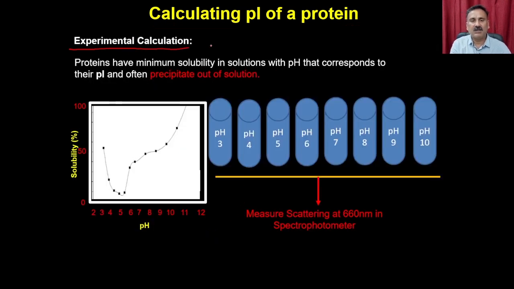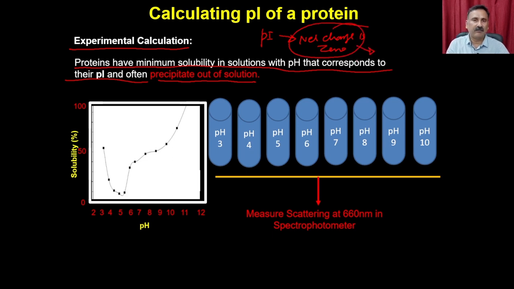The experimental approach is based on the basic principle that proteins have minimum solubility in a solution with a pH corresponding to their PI, and are often precipitated out of the solution. At the PI, the net charge is zero, so the protein does not interact with the solvent molecules, and as a result it has minimum solubility. How do you monitor the solubility? If it has lower solubility, it forms a precipitate, and these precipitates scatter light, which can be measured with a spectrophotometer.